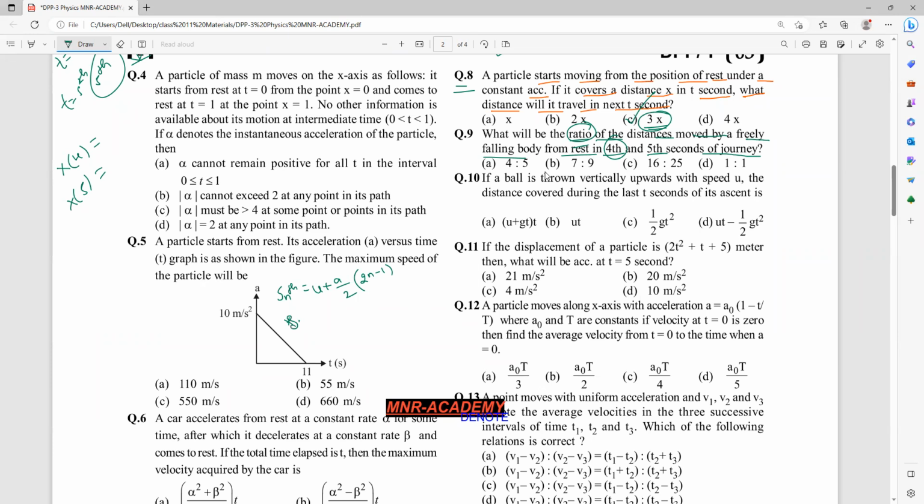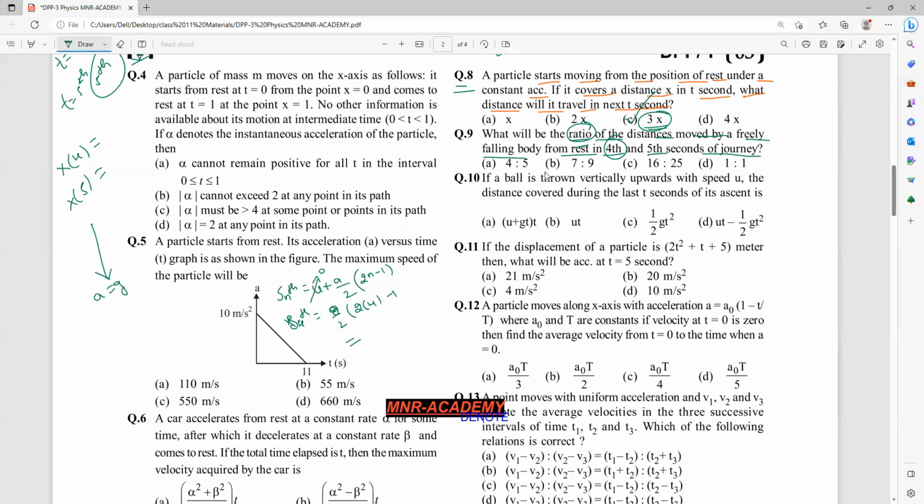You can write Sn. So S 4th second is equals to, initial velocity is what? Everybody? 0. So A by 2. Understanding? A by 2, and it is falling freely. So that G value, we have to take A is equals to G. Is it okay? So G by 2 into 2 into 4 minus 1. So which is equals to what?